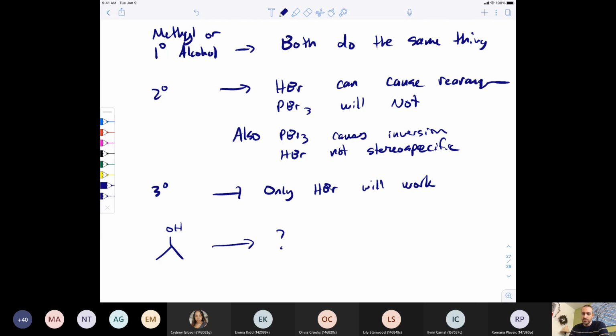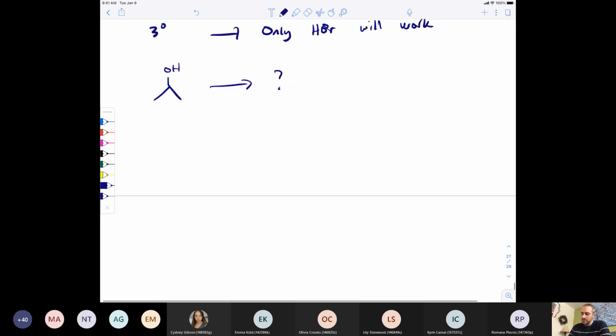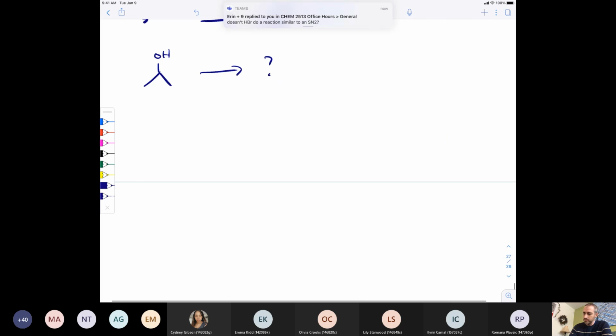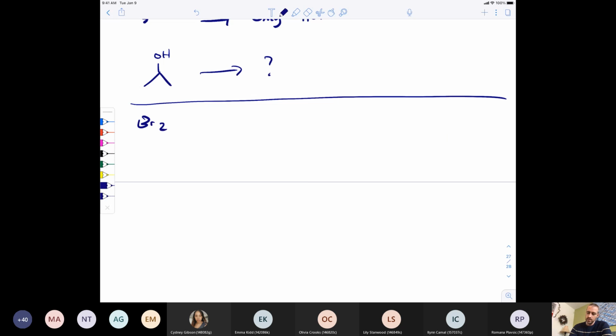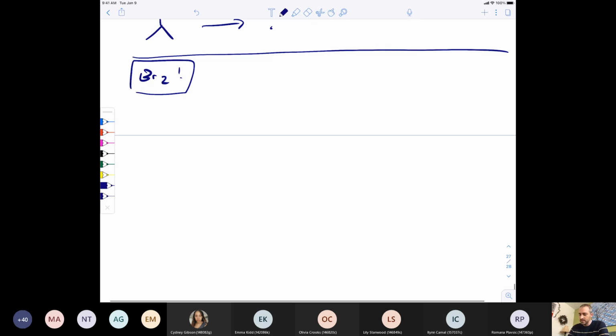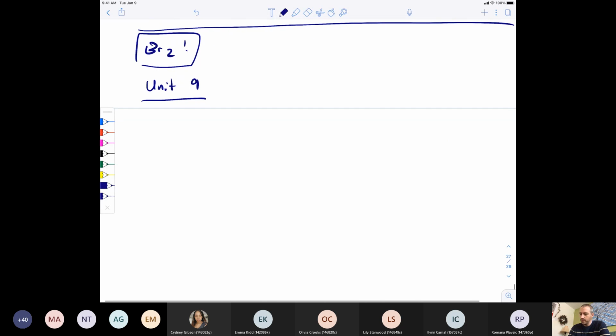We still see Br2 in the use of light, water, heat, etc. So this one is a bit more involved. Doesn't HBr do a reaction similar to an SN2? It does an SN2 only if it's primary or methyl. If it's secondary or tertiary, it doesn't do SN2, it does SN1. Br2 in all of its glory. So Br2 does a number of things. In Unit 9, we did radical halogenation. And that's one thing that bromine will do.